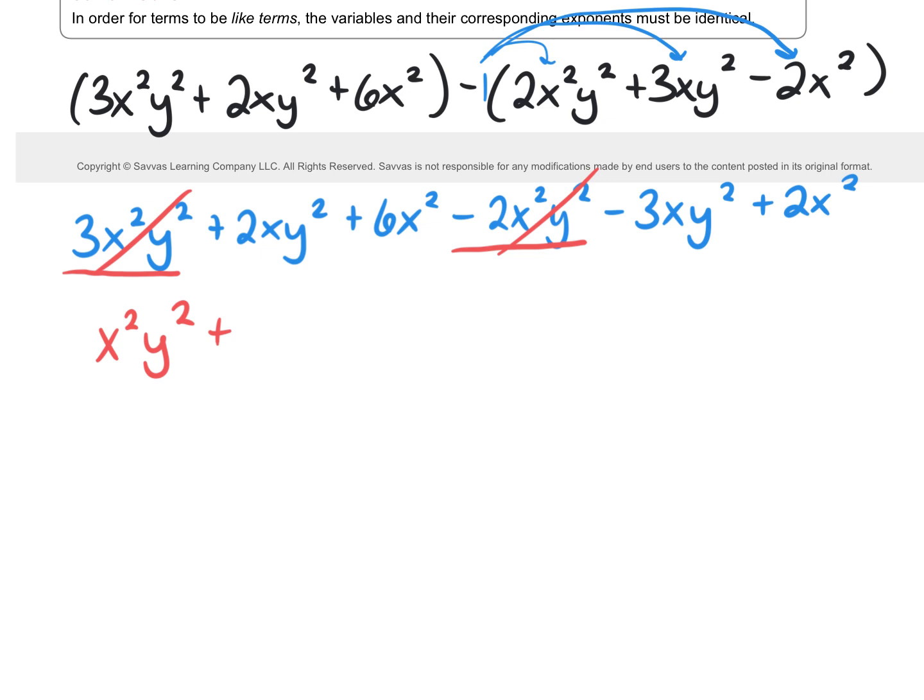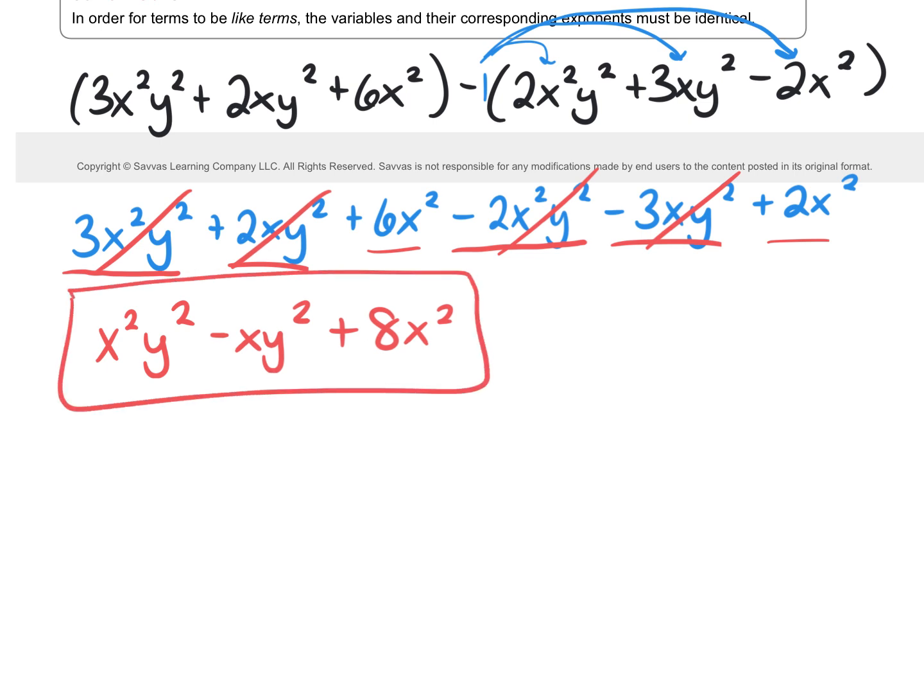Again, we're going to work left to right. What about 2xy squared? Does that have a like term? Yep. What do I get when I combine those? It is a negative 1xy squared. Okay, and then can I combine 6x squared and 2x squared? Yes. What do I get when I combine those? 8x squared. How do you know if you're done again? Can't combine anymore. Yep. So you're done when you can't combine any more like terms.